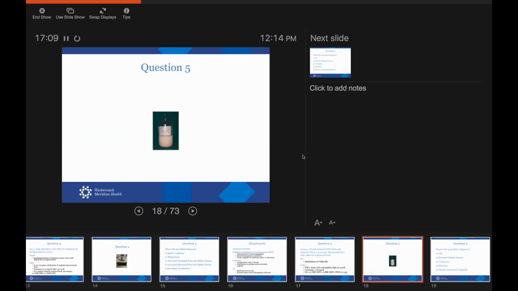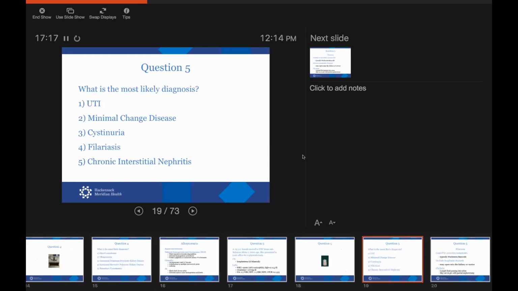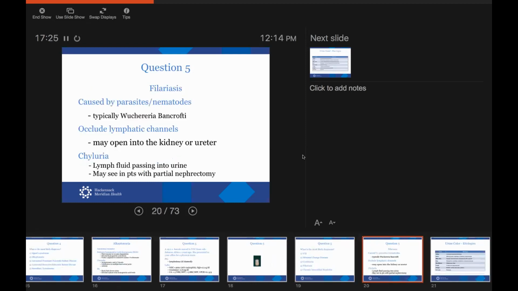And that's the color of her urine. So a lady from Africa comes, and this is the color of her urine. These are real cases, by the way. What's the most likely diagnosis? UTI, minimal change, cystinuria, filariasis, CIN. Good. And that's the reason: it involves the lymphatic channels, lymph spills into the urine and gives you yellow urine.